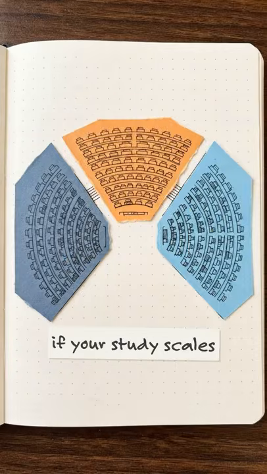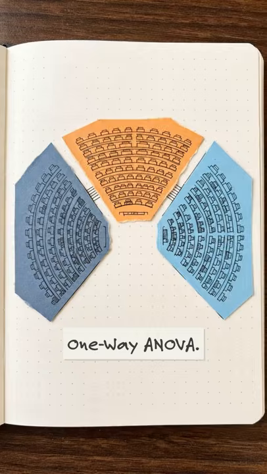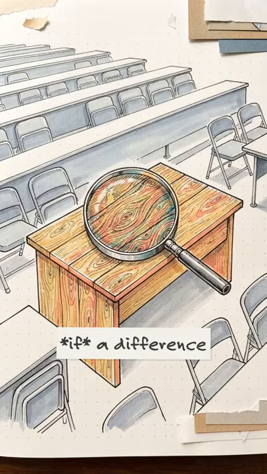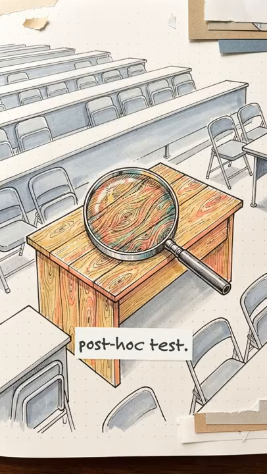Next, if your study scales up to 3 or more independent groups, you need a one-way ANOVA. But it only flags if a difference exists. To pinpoint the exact winner, you need a follow-up post-hoc test.